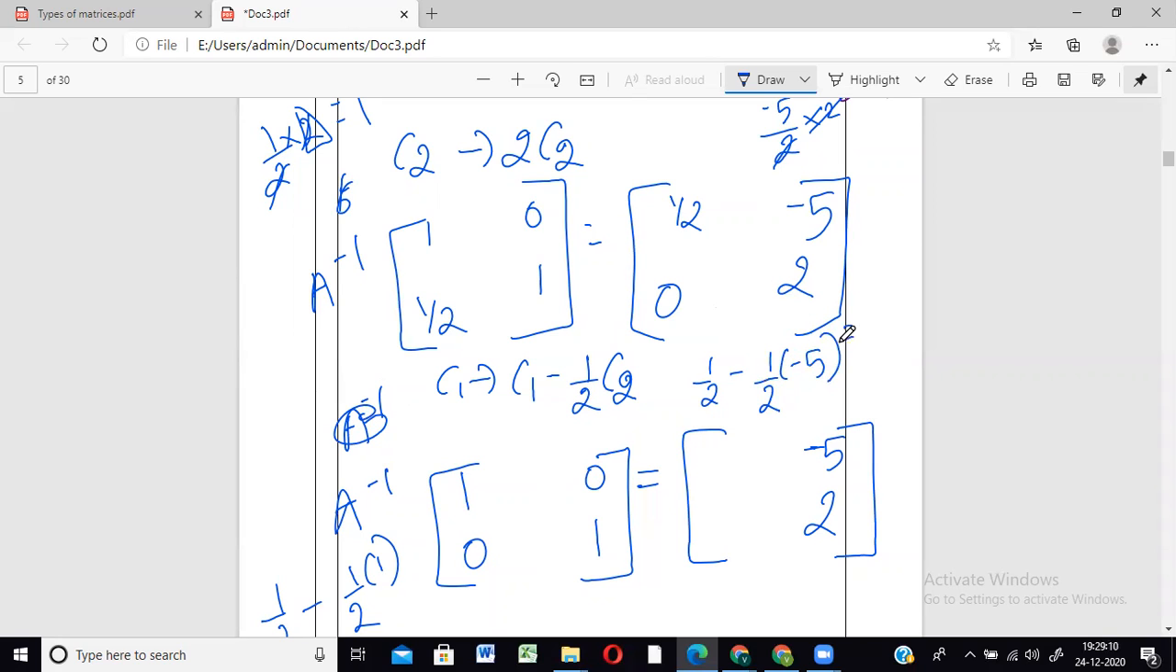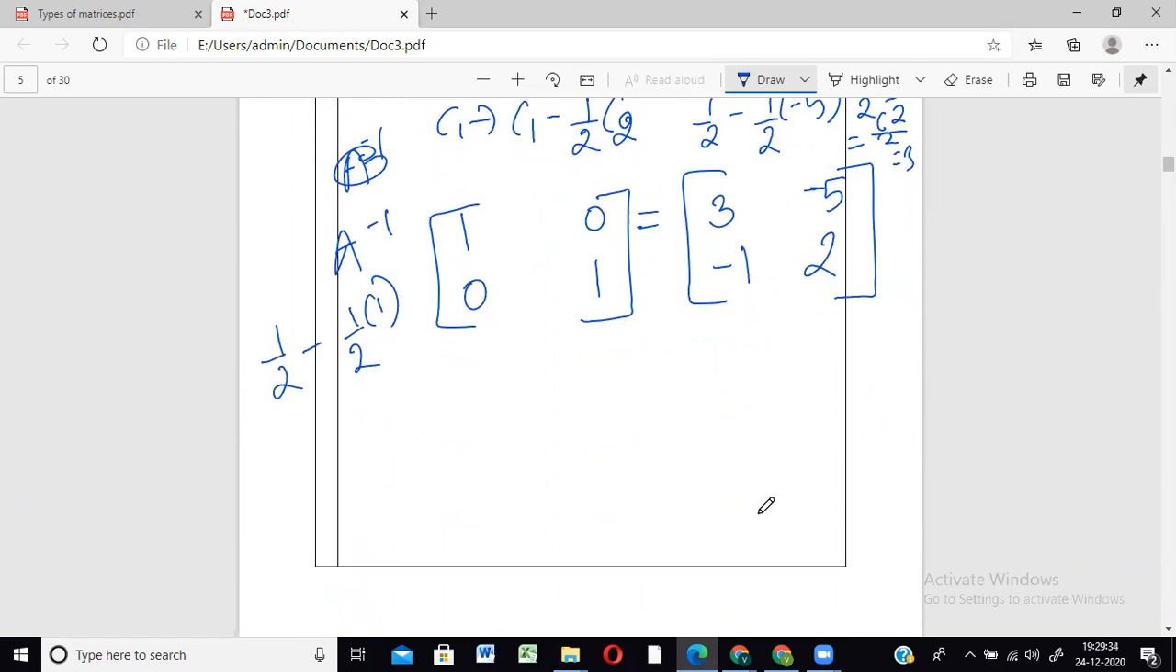Everything, all the calculation, you should do it on the rough side. But right now, I don't have that much space, so I'm writing it over here. It becomes half plus 5 by 2. So what is the answer? This is nothing but common denominators. So the denominator can be taken common. 1 plus 5 is equal to 6. So the answer is 3, right? The first answer is 3. And likewise, 0 minus half times 2. So that gives me minus 1.